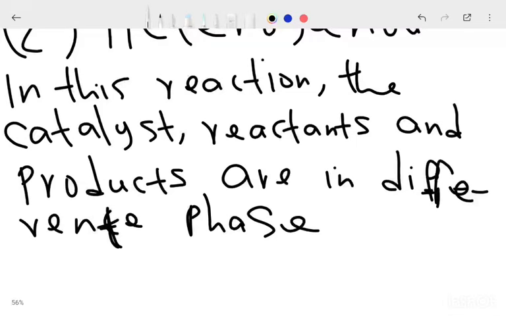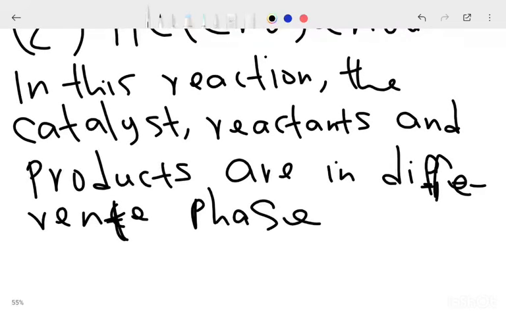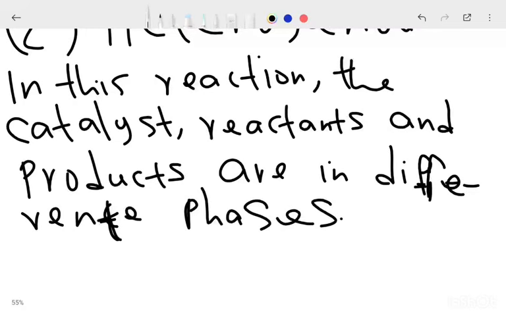Okay, I said in the aspect of homogeneous, all of them are in the same phase, but heterogeneous is just the opposite of homogeneous. Get me. In homogeneous all of them are in the same phase, but in heterogeneous they are in different phases. Now look at it. In this reaction the catalyst, reactant and the product are in different phases. Okay, they are in different phases. Now let me give an example.